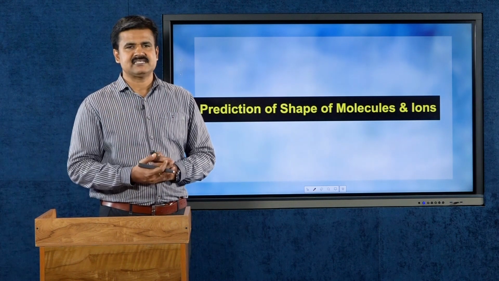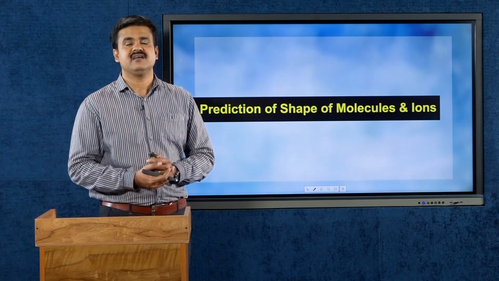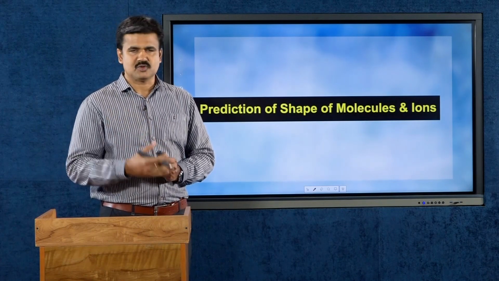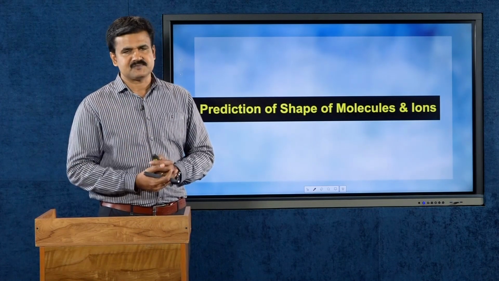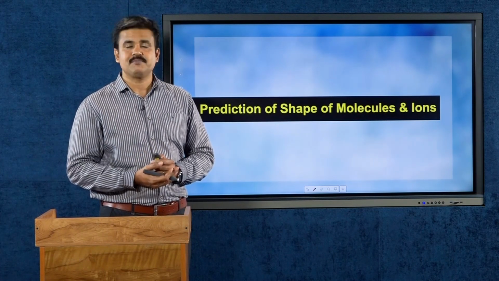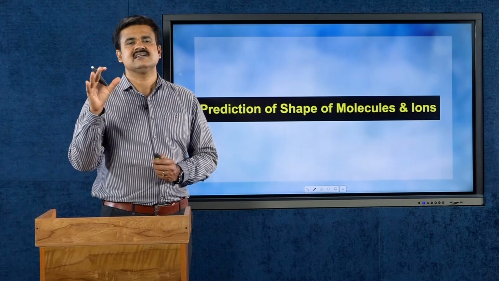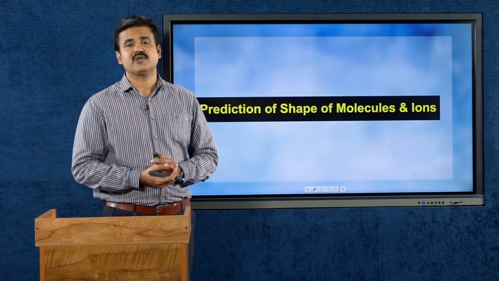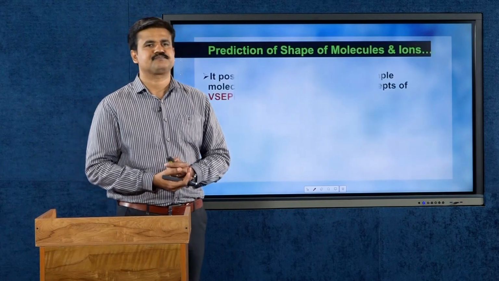How to predict the shape of molecules and ions? If you know the hybridization, you can arrive at the geometry. From the geometry of the species, you can ignore the lone pair, if any present, to get the shape of the molecule. We are discussing such an important area, that is nothing but prediction of shape of molecules and ions.